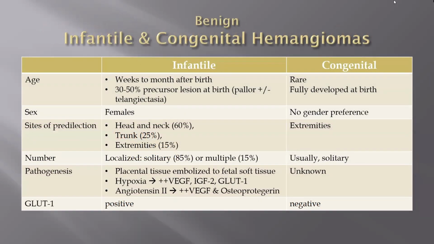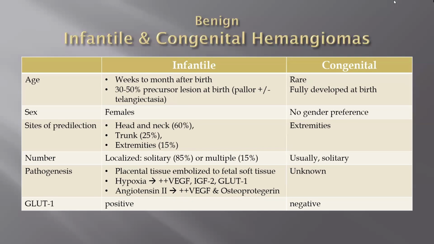Infantile and congenital hemangiomas differ from each other, and this is important to recognize. Most infantile hemangiomas appear weeks to months after birth in almost 70% of patients. But there can be precursor lesions predicting the appearance of the hemangioma. On the other hand, congenital hemangiomas are very rare and are always fully developed at birth. Females are more prone to develop infantile hemangiomas, but there is no gender preference in congenital hemangiomas. Most infantile hemangiomas affect the head and neck, followed by the trunk and the extremities. In congenital hemangiomas, the extremities are the most affected sites.